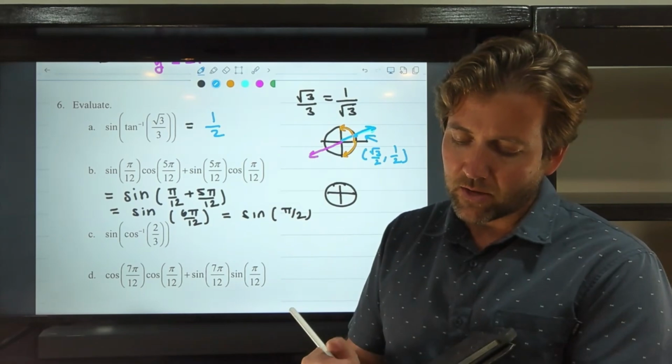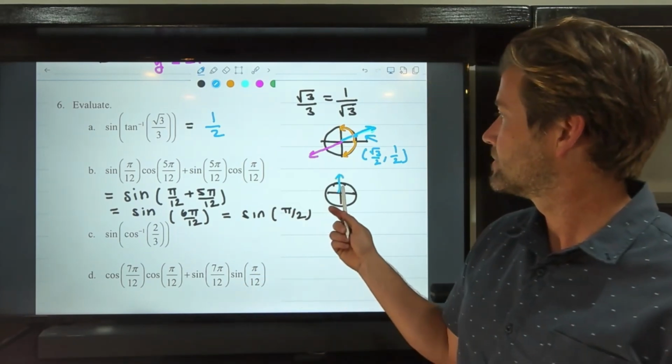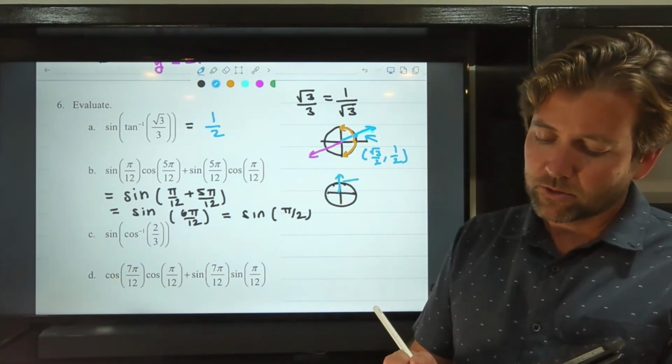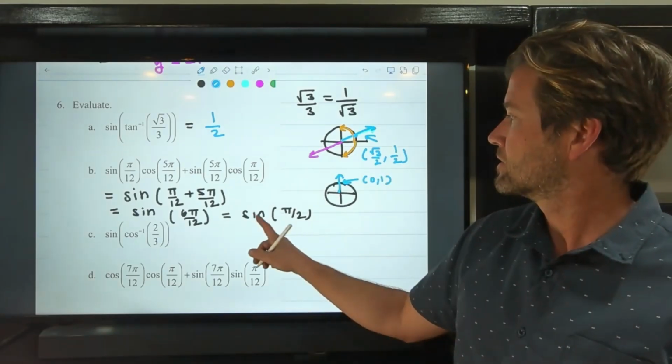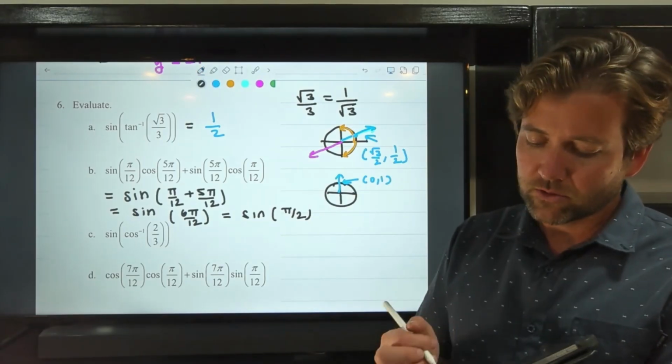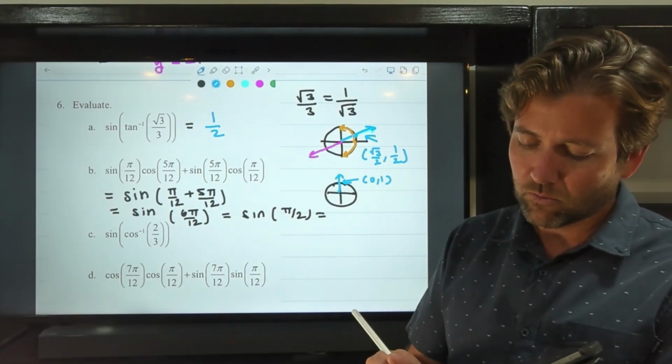So I'm going to draw the angle pi over 2. It's right here. This point where the angle intersects the unit circle is 0, 1. So the sine of this angle is that y-coordinate. So the answer is 1.